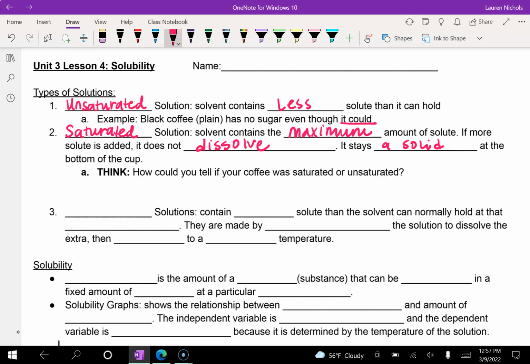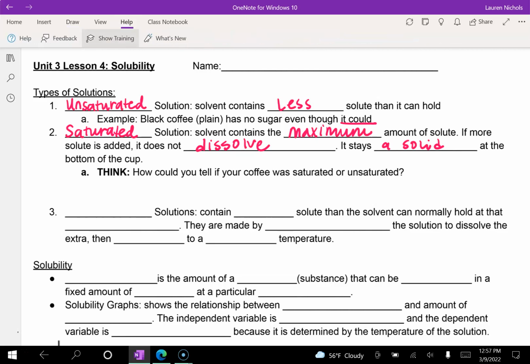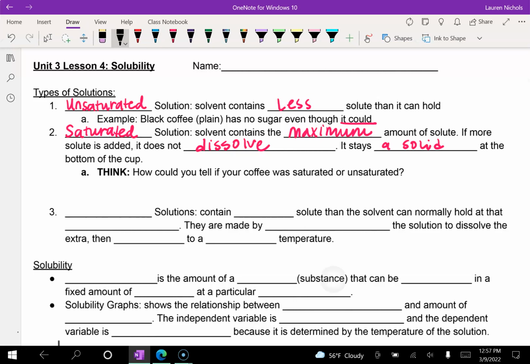But let's think, how could I tell if my coffee was saturated or unsaturated? Well, if I just look at the color, if there's no milk or anything in it, then the coffee is just black. But if I add more sugar to it, there are a couple of things that could happen. If we add sugar, which is our solute, to the coffee, either the sugar could dissolve or the sugar will not dissolve.